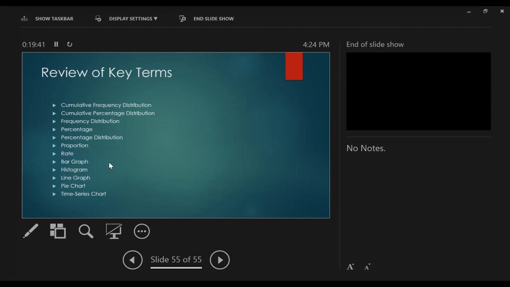So here's some key terms that are going to be helpful for you guys as you think through and prepare for future exams on that. Any questions about graphing, tables, and visual representation of data?